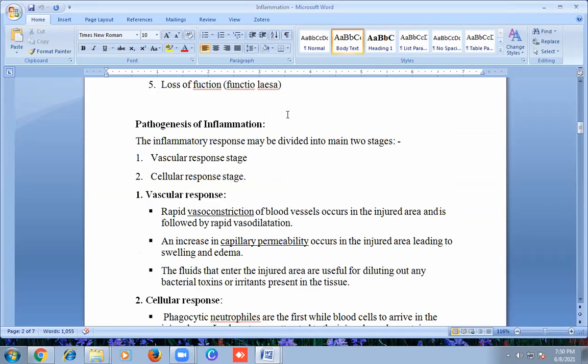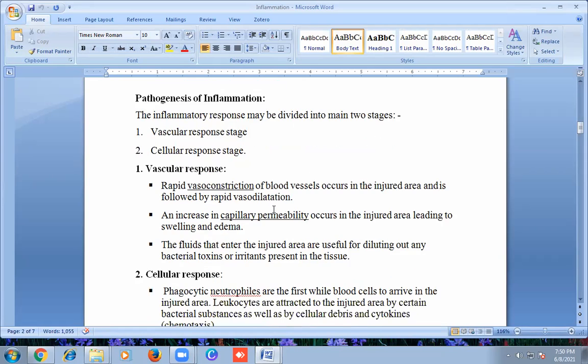Pathogenesis of inflammation. How the inflammation develops gradually. Pathogenesis means what? The development of the disease, gradual development of the disease. The two main stages are there, vascular and cellular. Vascular response stage and cellular response stage. Now see first the vascular response stage.